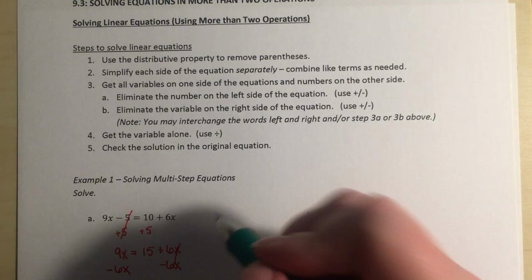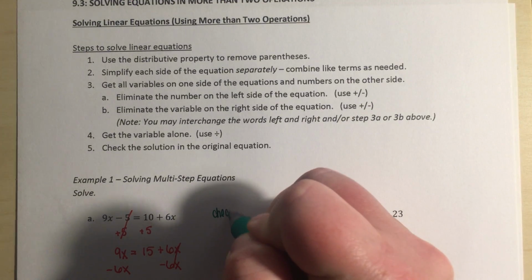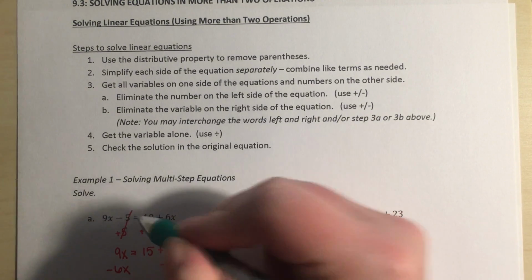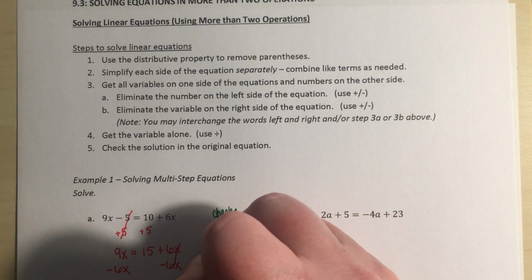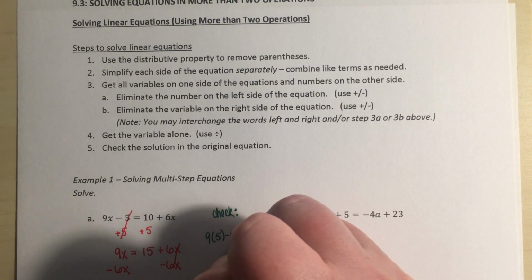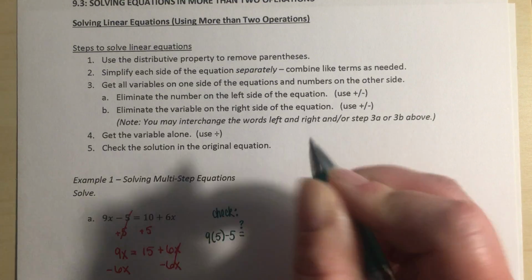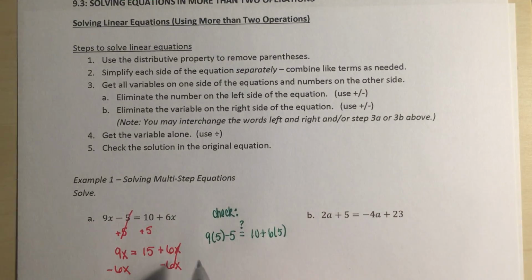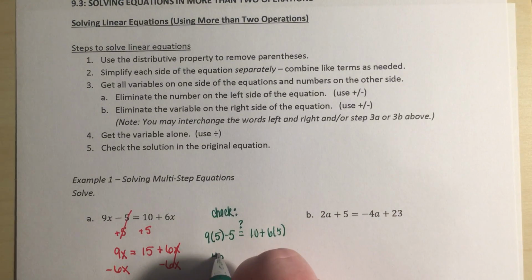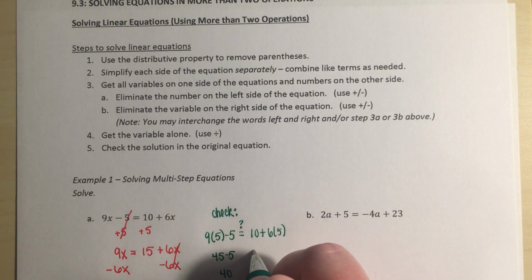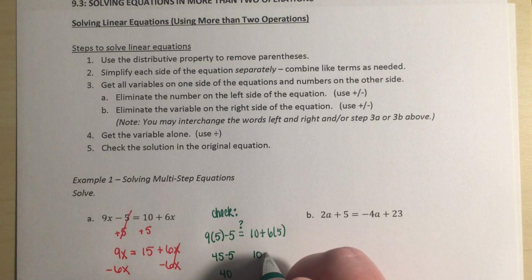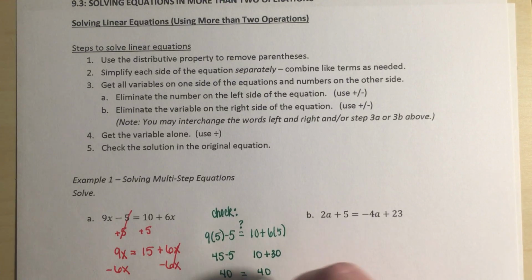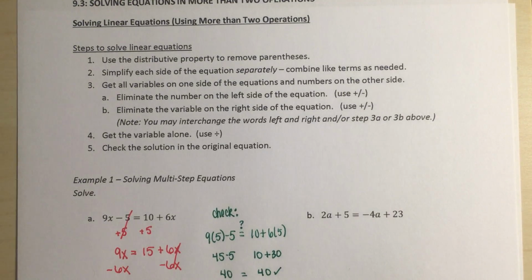Again, if we want to check this problem, we're going to take our answer and plug it back into our original equation. 9 times 5 minus 5, right? And we want to see if that equals 10 plus 6 times 5. Well, 9 times 5 is 45. 45 minus 5 gives us 40. On the other side, 10 plus 6 times 5 is 30. 10 plus 30 is also 40. So this one does indeed check.